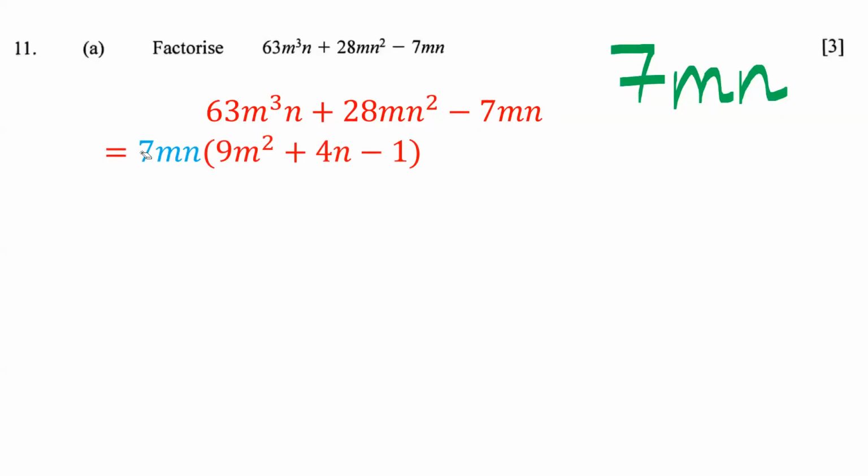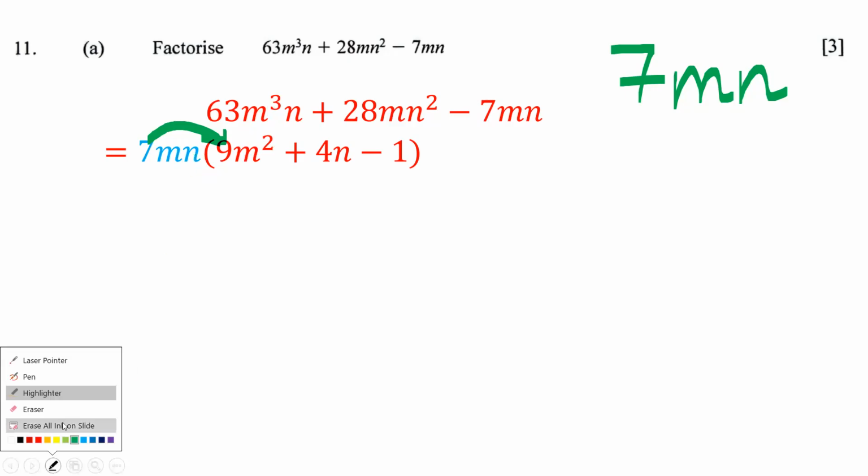Now, we're going to take 7mn and try to figure out how we can get this expression back to the top. What do I mean by that? Well, 7 multiplied by 9, what is 7 multiplied by 9? That's going to give us 63. And m multiplied by m squared is going to give us m to the third power. And we just attach the n right there.